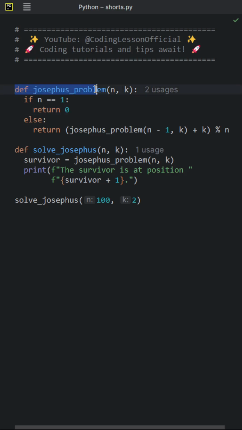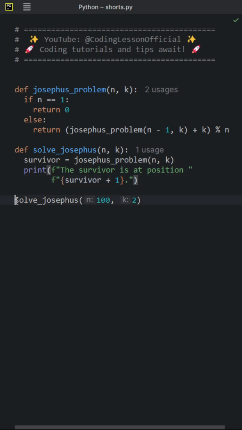First, we define the Josephus problem function using recursion. The base case is when there's only one person left, returning position 0. For larger groups, this formula determines the position of the survivor. To make the result user-friendly, we create a helper function, solve Josephus, to convert the zero-based result into one-based indexing.